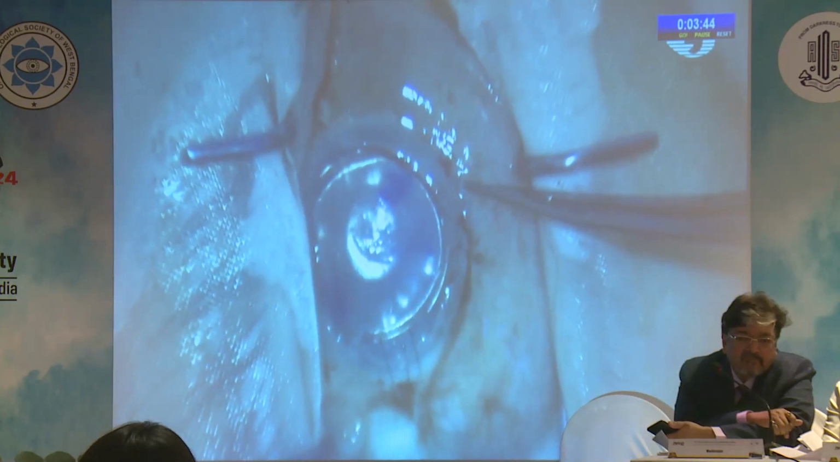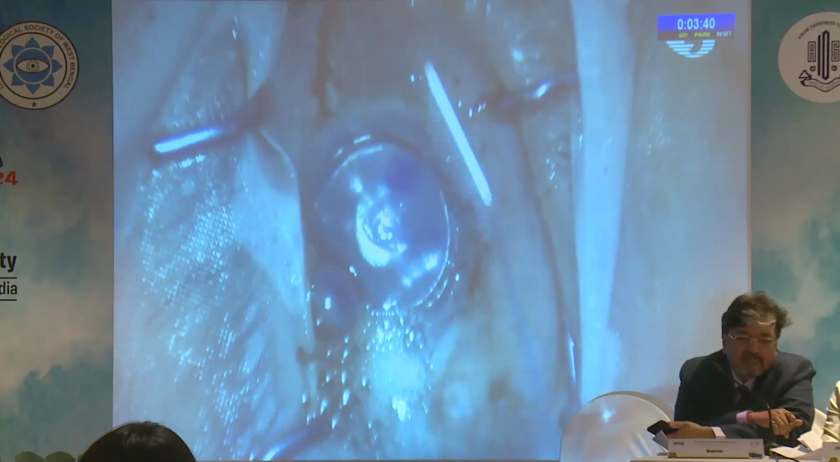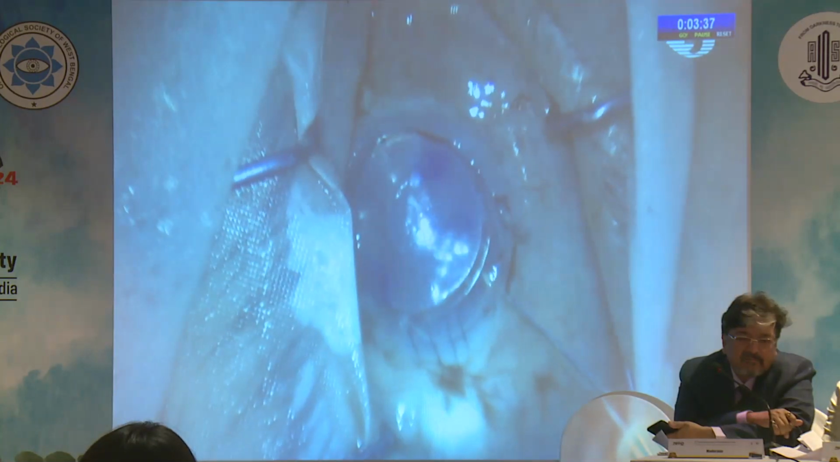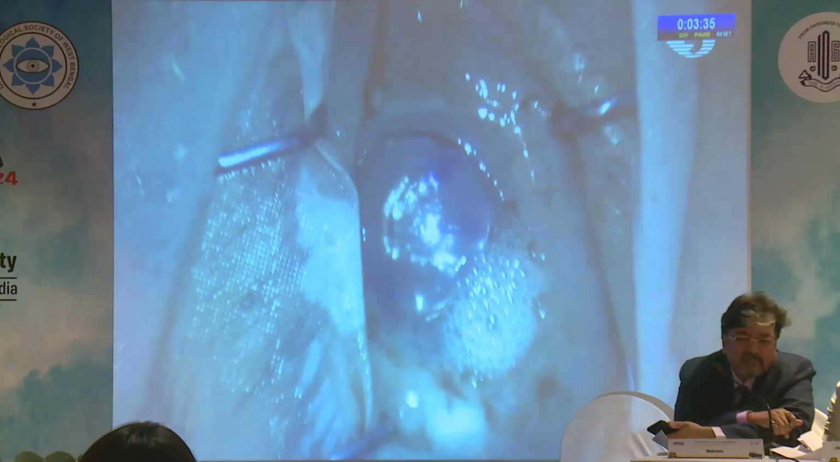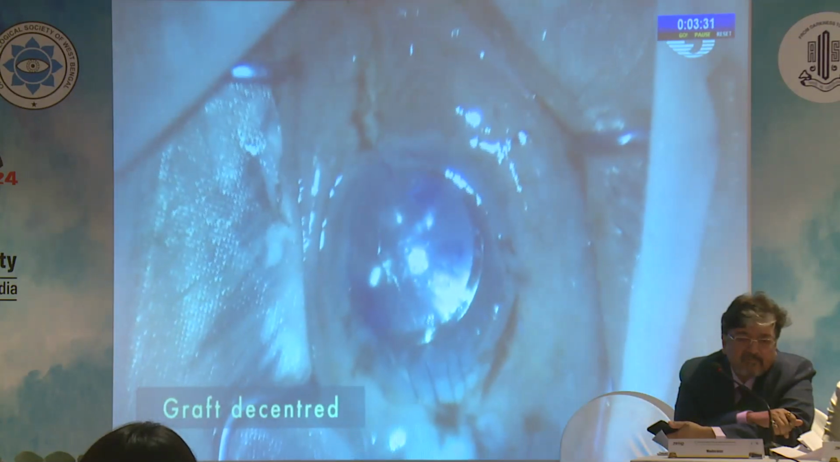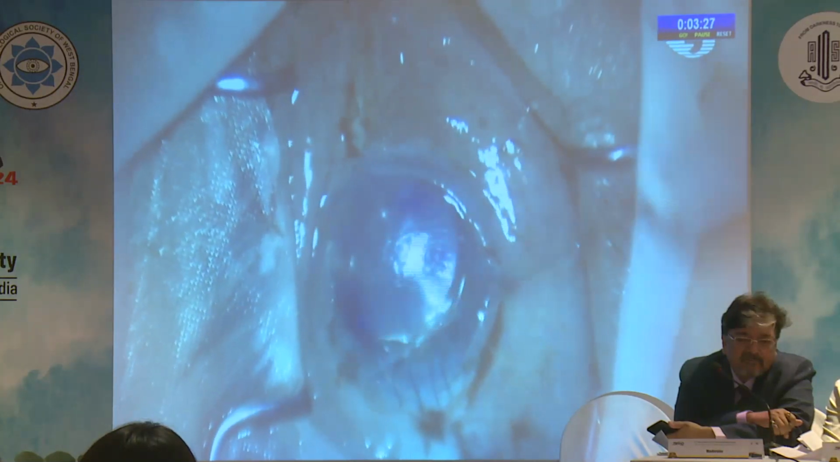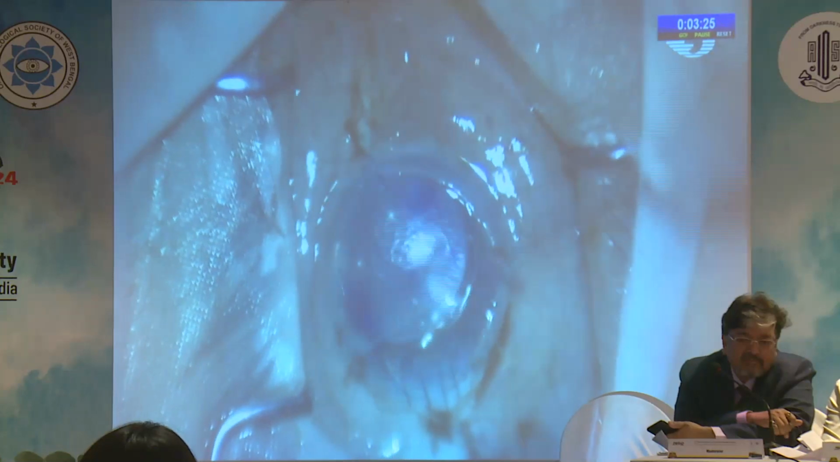To our dismay, the air still manages to leak out and the chamber shallows again. We resort to the use of a bent 30-gauge needle, but the air still finds a way out. Now the graft is decentered as well. All attempts to stroke it into place with rapid strokes of the cannula do not bear fruit.